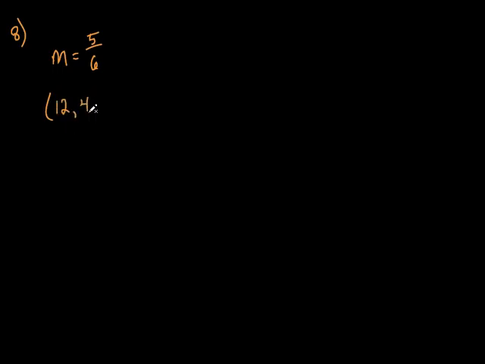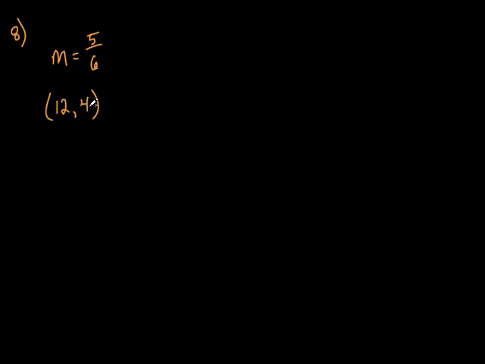Let's do another one. This time, we're not going to do that parallel perpendicular thing. This time they tell you what the slope is. Let's do number 8. They tell you the slope is 5 over 6. And they give you a point that it passes through. They don't tell you the x-intercept this time. They just give you some point that our line actually goes through.